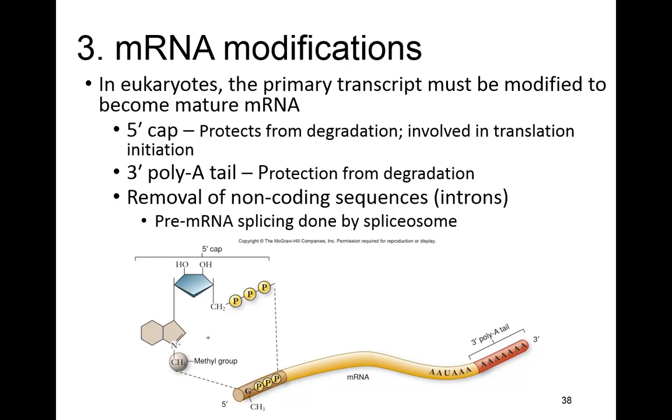Once your messenger RNA are made, you have a couple modifications made. One is called the 5' cap, and that is just a bunch of phosphate molecules that are put on the top, and it keeps the mRNA from degrading. It also has a poly-A tail, which is made of a lot of adenines, and it also protects it from degrading.